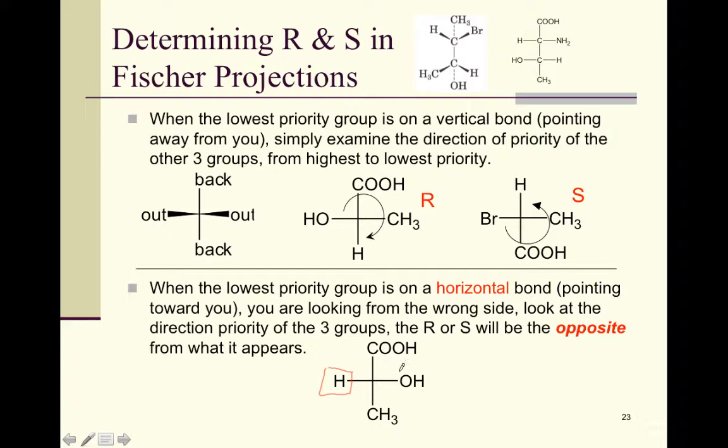We know that this is number 1, this is number 2, and this is number 3. So it appears to be going counterclockwise. Because hydrogen is on the horizontal, it's the opposite of what we see. So it's not an S, it's actually an R.